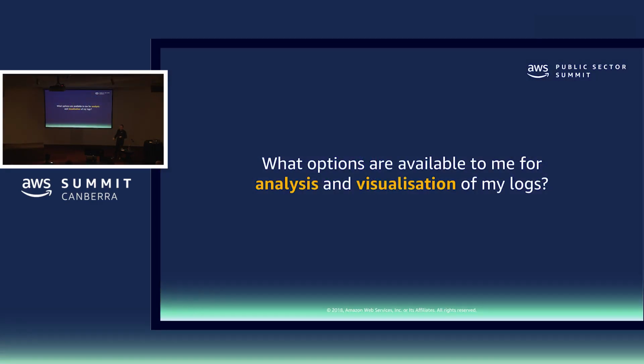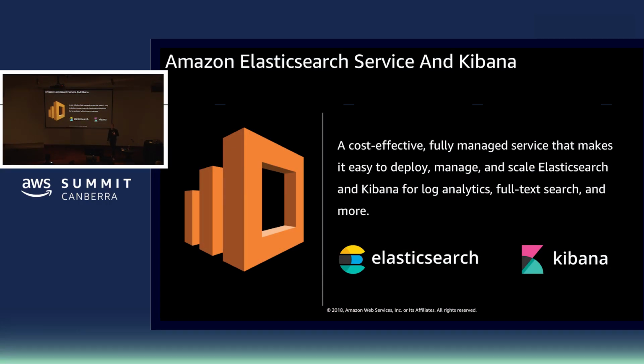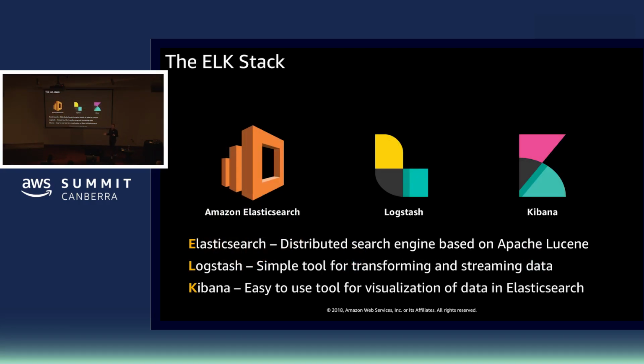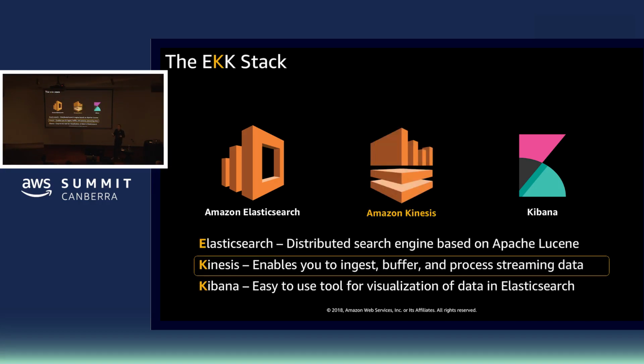So first of all, what options are available? Customers typically deploy Amazon Elasticsearch and use Kibana. This is a fully managed service built using the Elasticsearch project, with Kibana as your visualization dashboard. What we typically see is customers deploying this in one of two ways in AWS. First of all, they build what we call the ELK Stack. This is Elasticsearch, Logstash for ingesting and sending your logging data into your Elasticsearch cluster, and Kibana for the visualization.